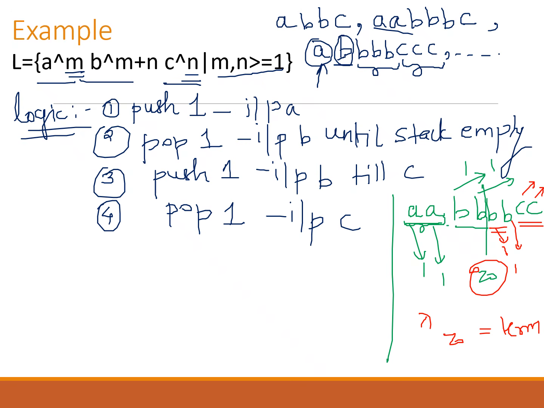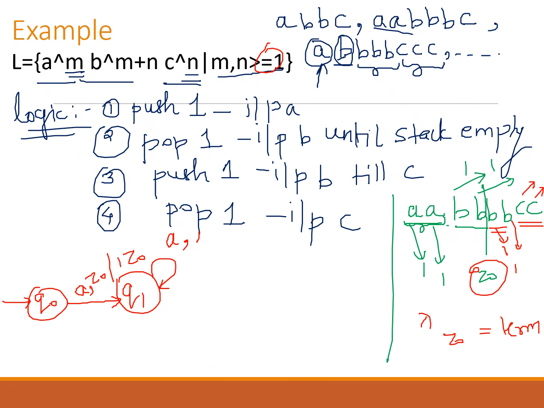So let us represent this in the form of the PDA diagram. Since at least one occurrence is required, we'll have to change the state. Otherwise, we could have looped at the first state itself. So as soon as Q0 gets an A, it will transit the state. What will be there on the stack? Z0, and we are pushing 1 on the stack. Now after this, I can have any number of A's coming up, but the stack will contain 1 and I'll push 1 again.